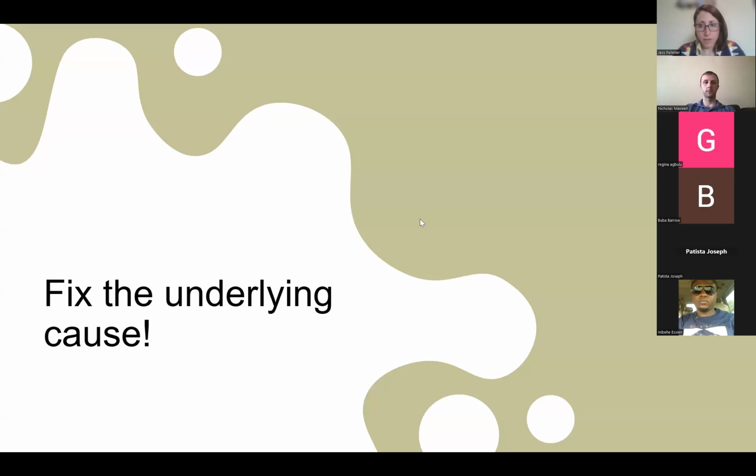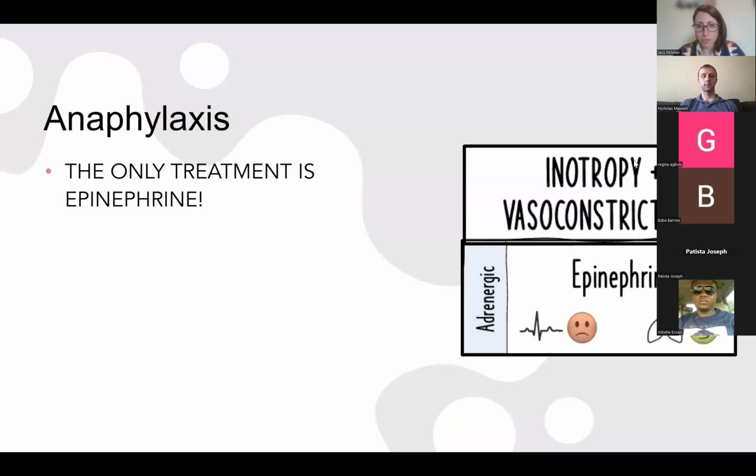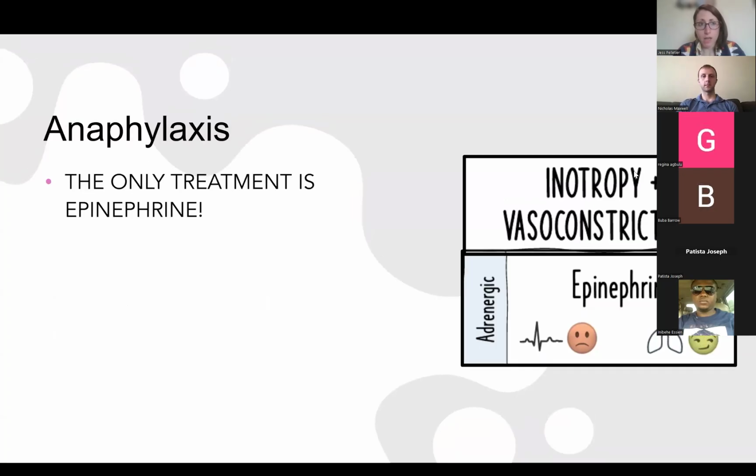So the key here is going to be fixing the underlying cause if we've got somebody in another form of distributive shock, something other than septic shock. So for anaphylaxis, the only true treatment is epinephrine. There's a lot of data out there to say that unfortunately, we often choose to mask anaphylaxis by giving things like steroids and antihistamines, but those are not going to fix the underlying problem. Only epinephrine can do that, especially if the patient is in shock.